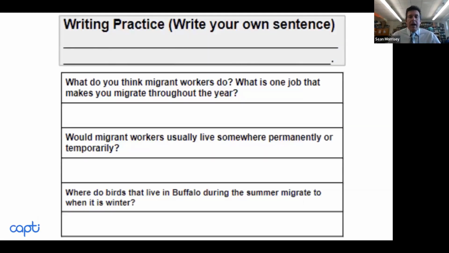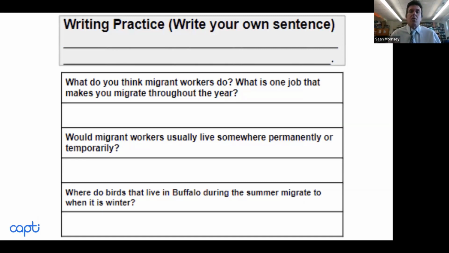So another thing that I like to do is get kids answering questions, thinking about the words migrate or migrant, variations of the words in different types of contexts. The more we get kids thinking, the more that anything that we teach is going to get into their long-term memory. So here's just some examples.